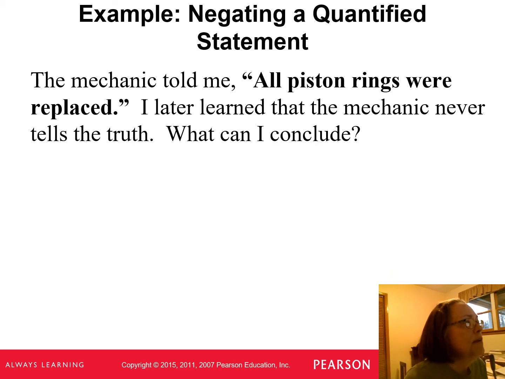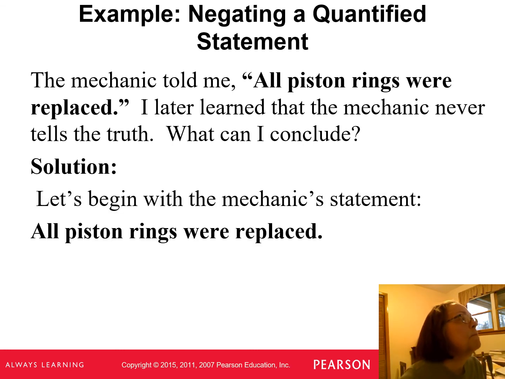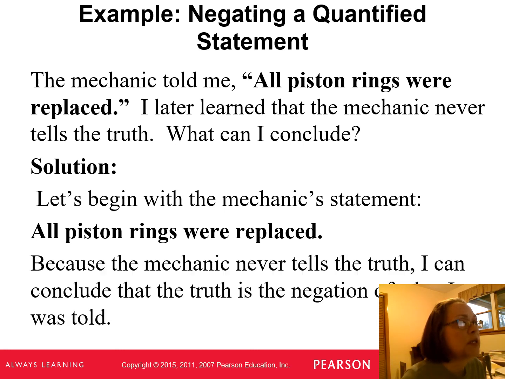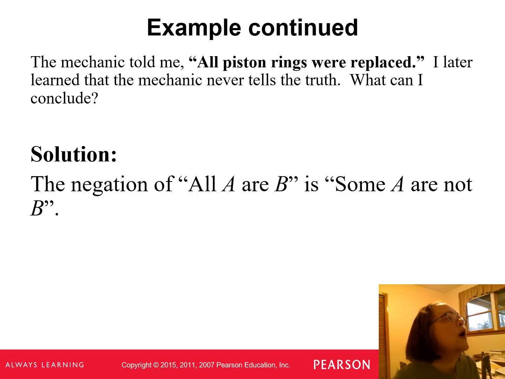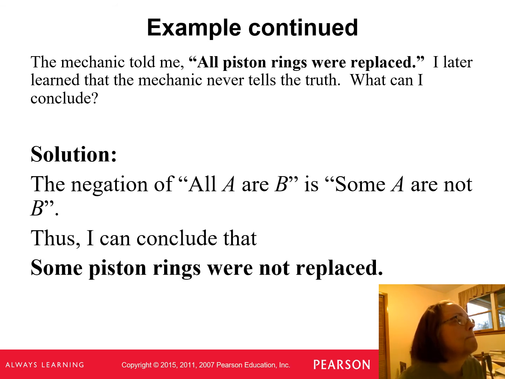Negating a quantified statement. A mechanic told me all piston rings were replaced. I later learned that the mechanic never tells the truth. What can I conclude? Well, the negation of all is some. So if we start with the statement all piston rings were replaced, because the mechanic never tells the truth, I can conclude the negation of the statement was that some piston rings were not replaced. Some piston rings were not replaced.